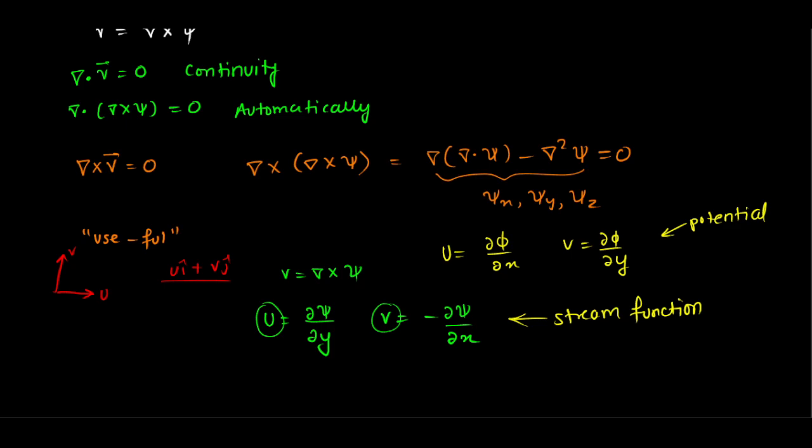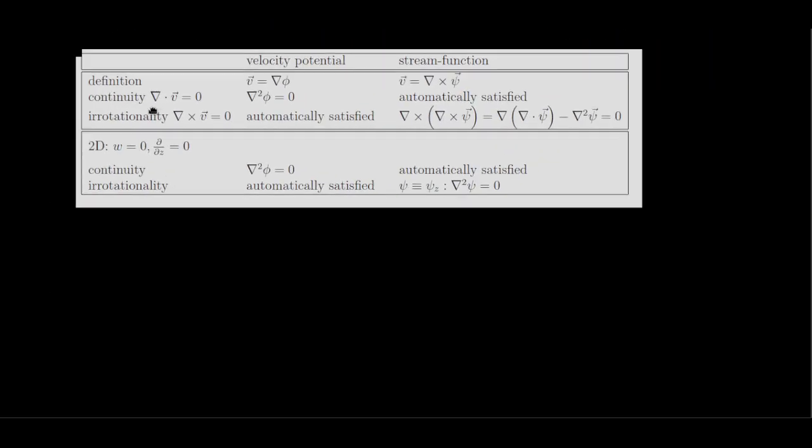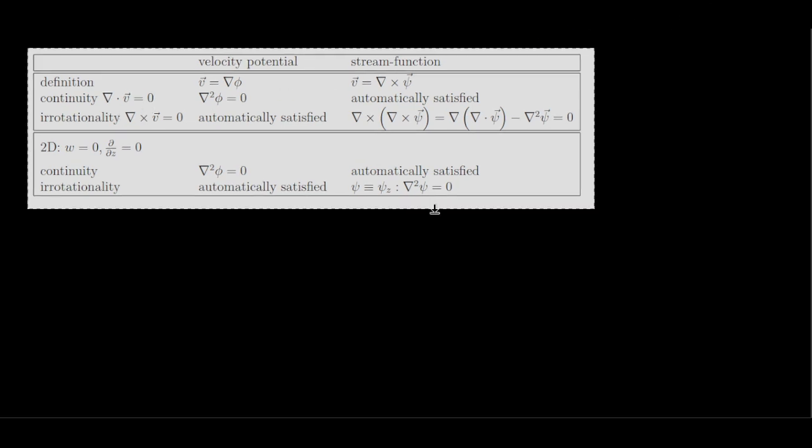So finally, just to sum up the stream function and the velocity potential, I'm going to present a table here. So let me go down and present a table. So this is the table which we have. For velocity potential, the definition is that velocity is nothing but the gradient of the velocity potential. For the stream function, velocity is equal to the curl of the stream function.